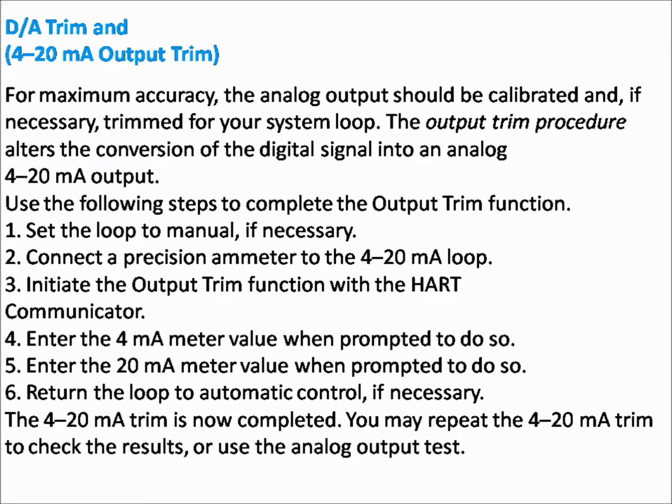Now I will explain the DA trim. DA trim means digital to analog trim, or 4 to 20 milliamps output trim. For maximum accuracy, the analog output should be calibrated, and if necessary, trimmed for your system loops. So it is very easy. I have already described it on the screen. Just follow the screen procedure.